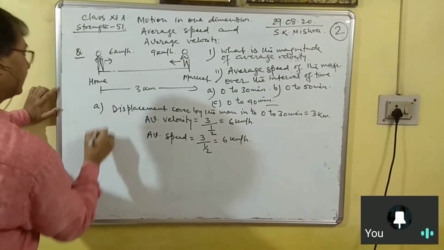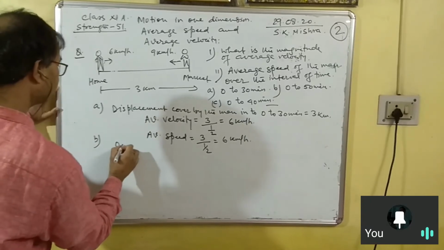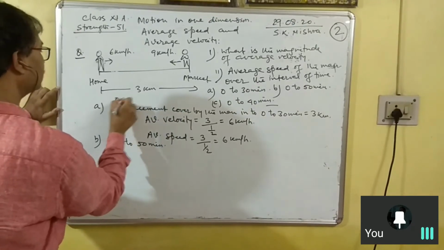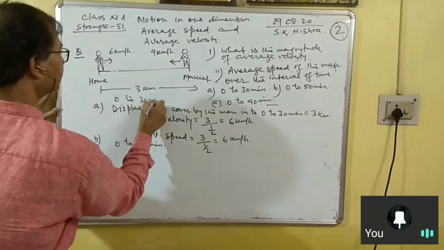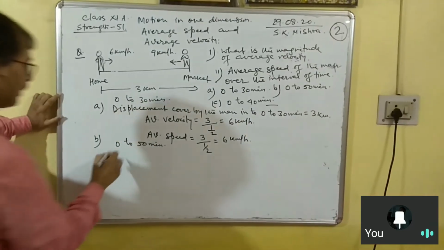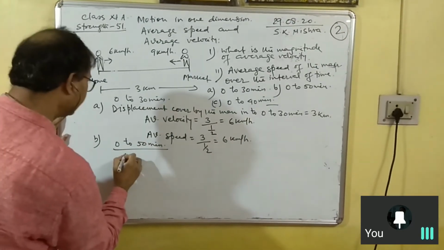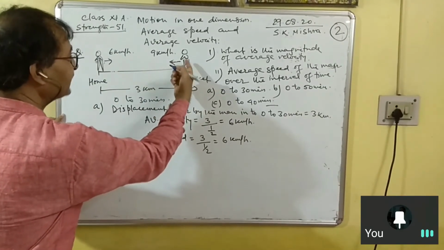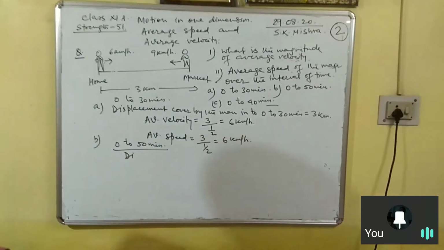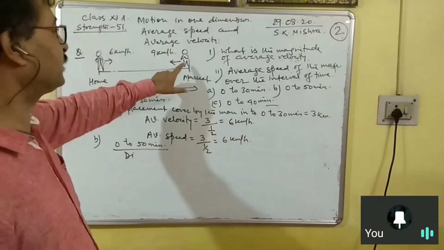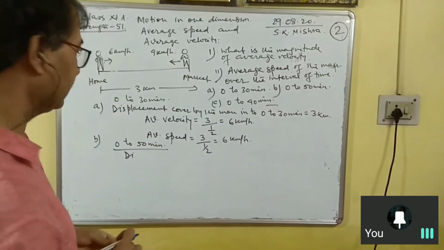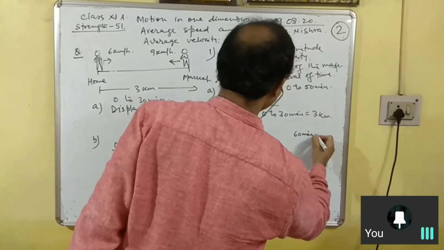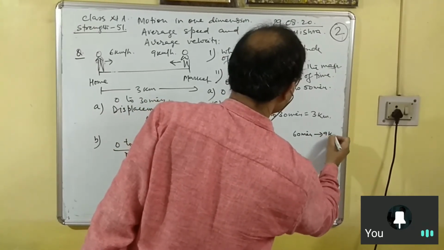This is A. Now B, 0 to 50 minute. So in 0 to 50 minute, the first bit was 0 to 30 minute time interval. Now we are talking about 0 to 50 minute. So what is the displacement? In 30 minutes, the man will reach the market, and then in 20 minutes, if you find the distance covered in 20 minutes, so 9 kilometer per hour means in 1 hour, 60 minutes, while returning, the man covers 9 kilometer.